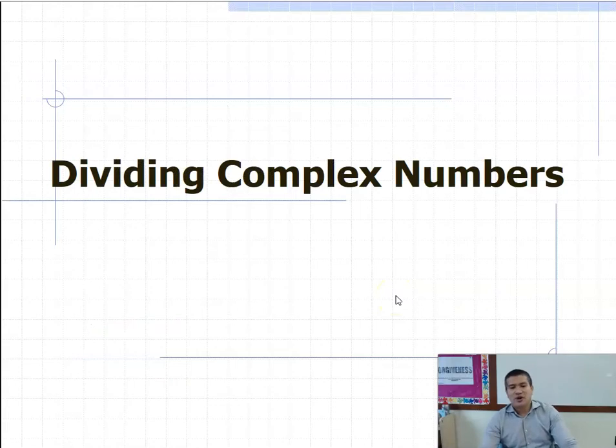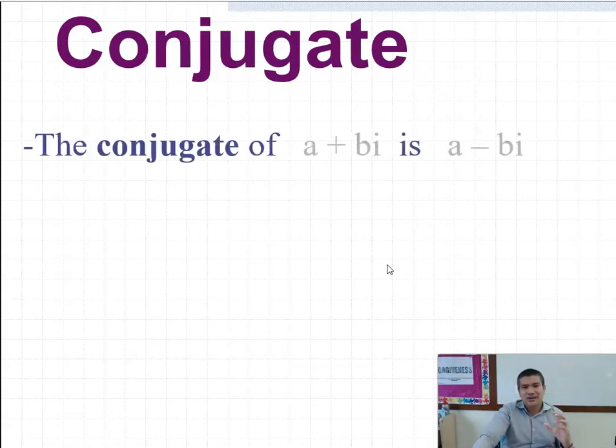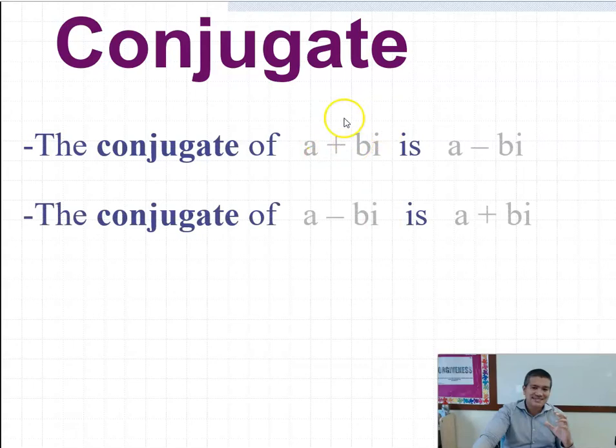How about if we are going to divide complex numbers? What are we going to do? The first thing you will do is find the conjugate of each expression. So how do we find the conjugate? The conjugate is just the opposite sign.